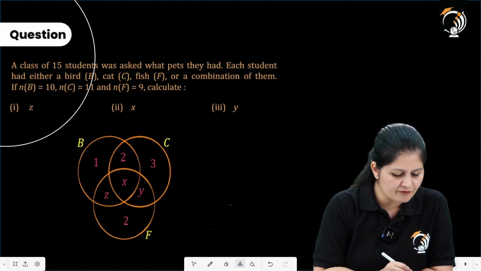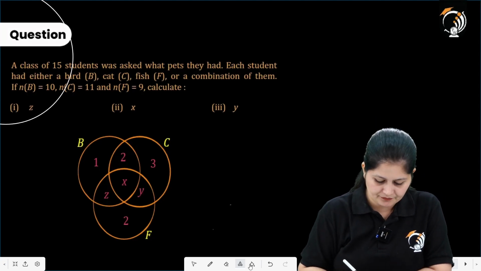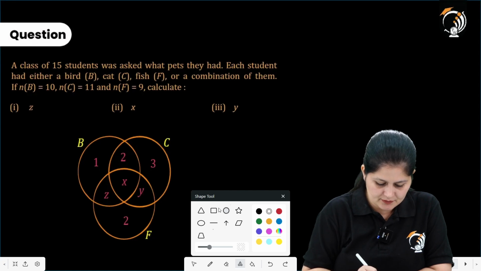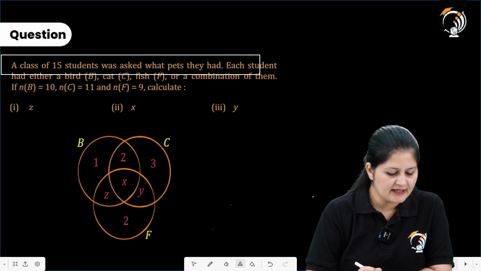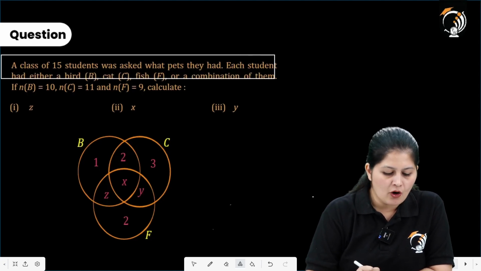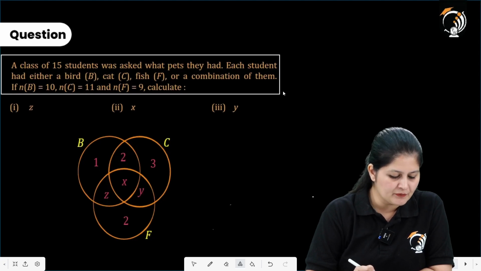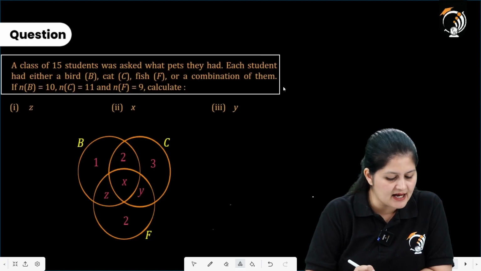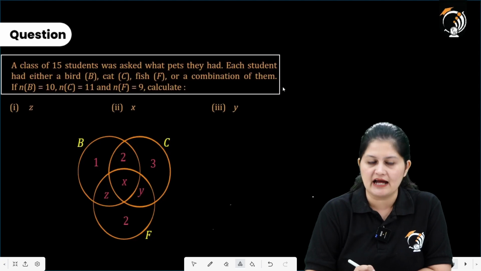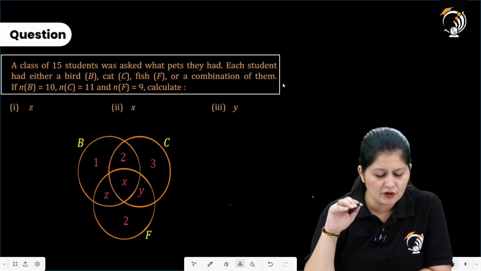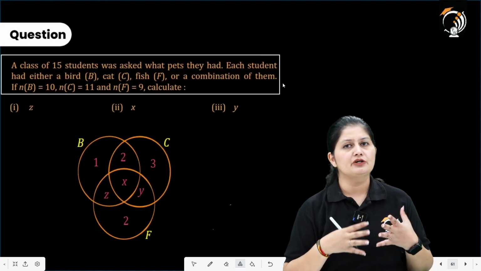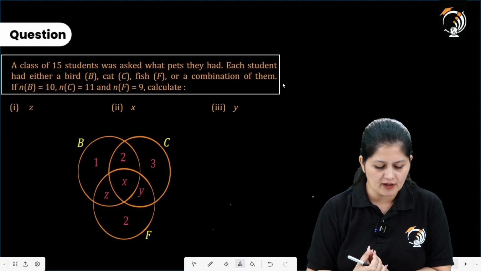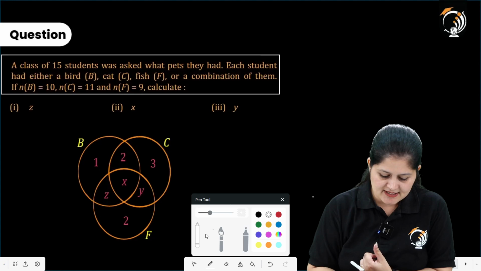A class of 15 students was asked what pets they had. Each student had either a bird, a cat, or a fish, or a combination of them. The students who have birds are 10, students who have a cat are 11, students who have a fish are 9. Calculate the value of x, y, and z here. So here we need to make the equations in order to solve the question. Let's start solving the question.